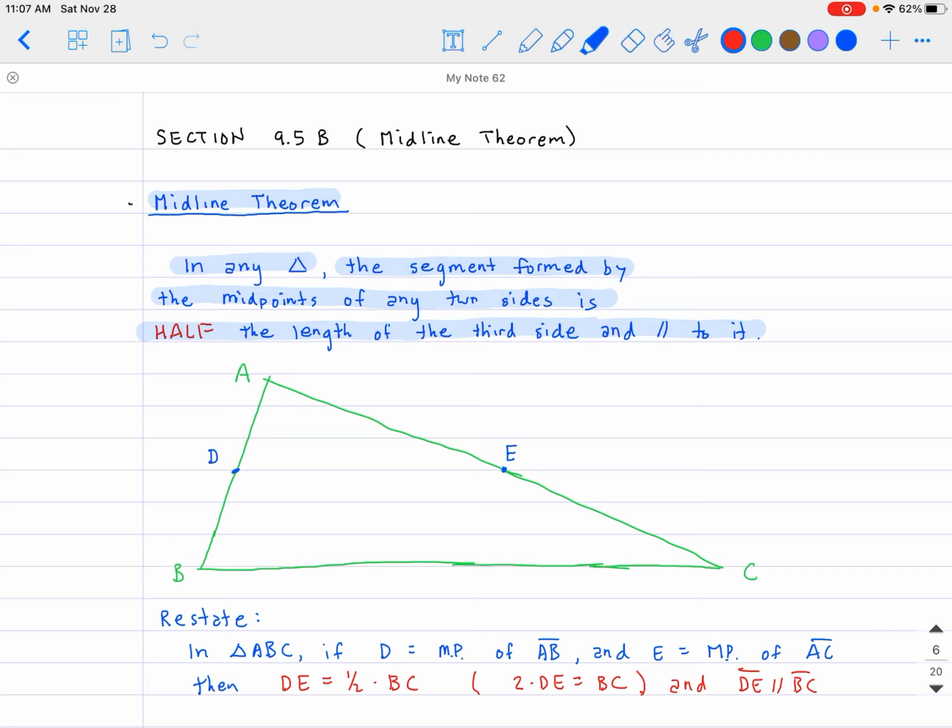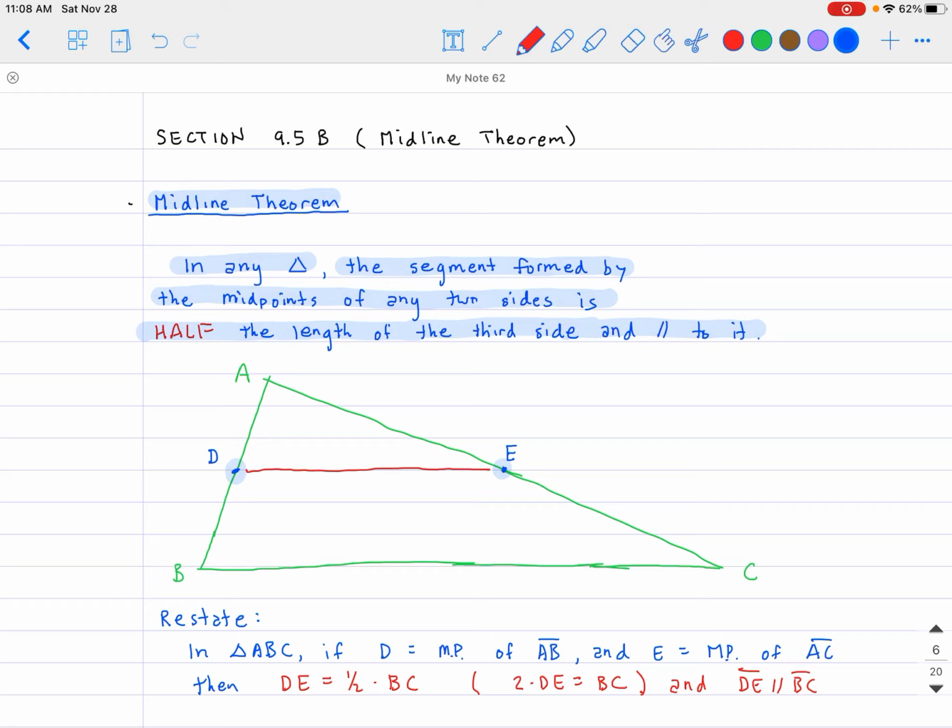We have triangle ABC, which you can see in the picture. We're told that D is the midpoint, just as E is the midpoint. According to the midline theorem, if I create segment DE right here, that length is supposed to be half of the opposite side, which is BC. So DE is 1/2 of BC, or you can say that DE times 2 is equal to BC.